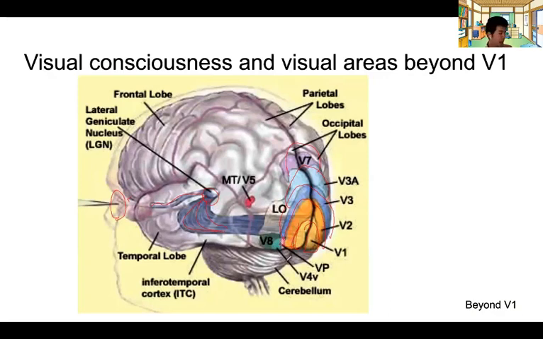And the bottom part that goes below this surface goes to V2 and V3 as well, for the ventral areas, and then V4 and V8. And also an important area is this MT, or V5, that we are going to talk about today. So that's the overview of the visual areas beyond V1.